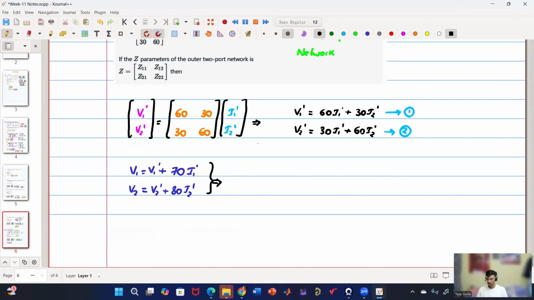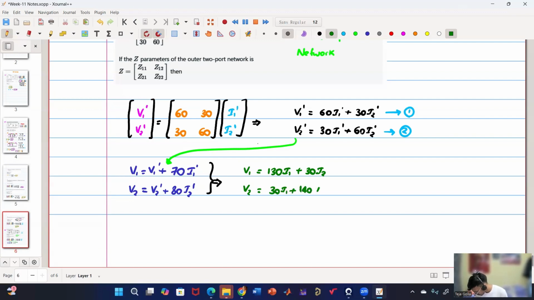In the place of V1 dash and V2 dash, we can replace these values. Yes, very good. So now can you tell me what will be the modified expression? V1 is equal to 130 I1 dash plus 30 I2 dash. I'm replacing I1 dash by I1 and I2 dash by I2. Okay, very good. And similarly, V2 is equal to 30 I1 plus 140 I2.